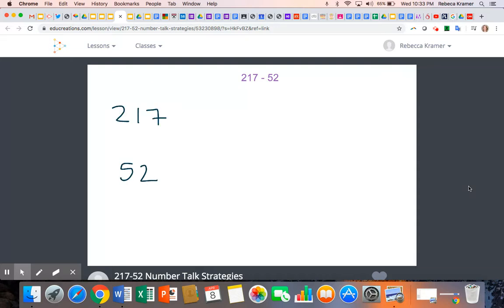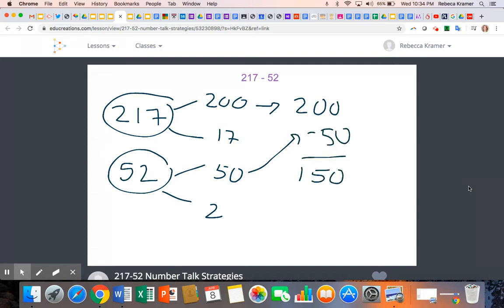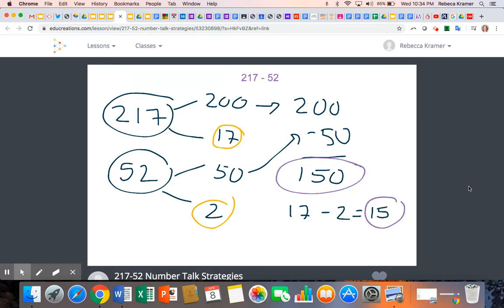I might decompose the numbers even further to do this with mental math. I know that 217 is the same as 200 plus 17. And I know that 52 is the same as 50 plus 2. So I can break it apart with the numbers that seem easy for me to do. 200 minus 50 is 150. That leaves me with the 17 and the 2. So 17 minus 2 equals 15. If I take these two and put them together, I have 165.